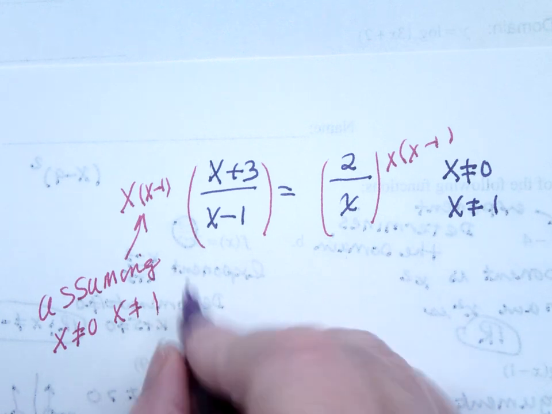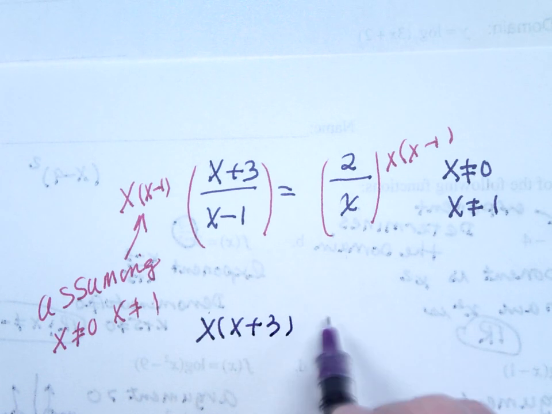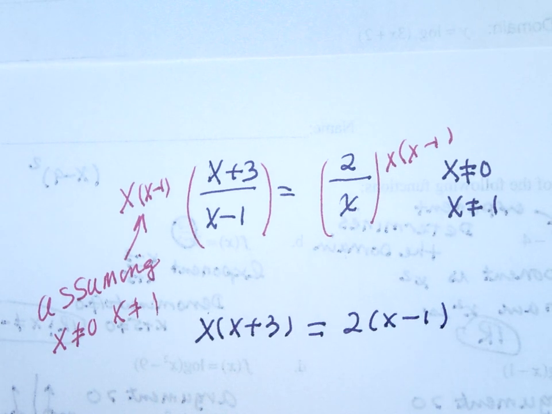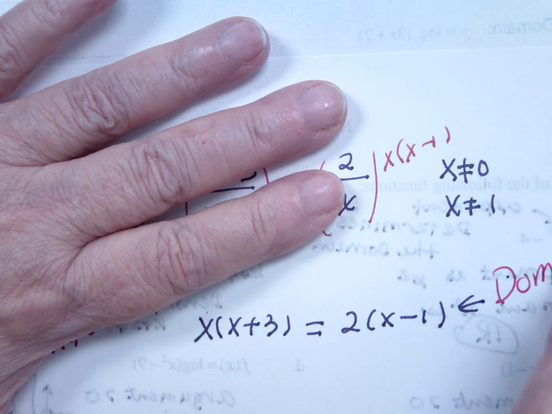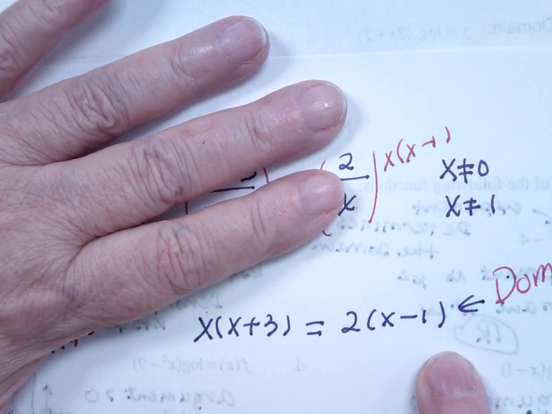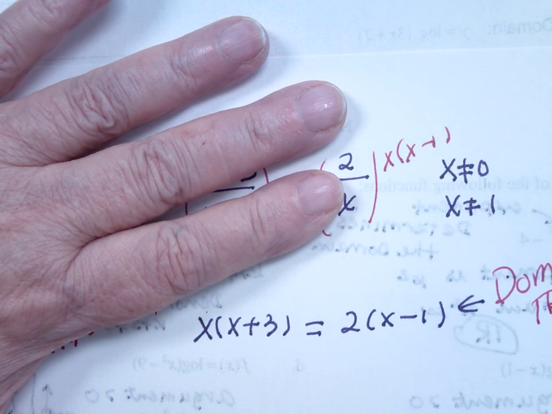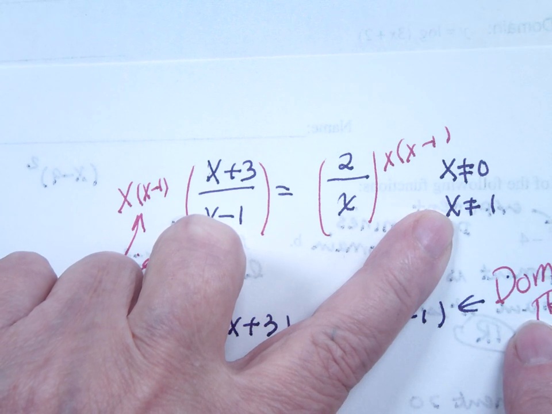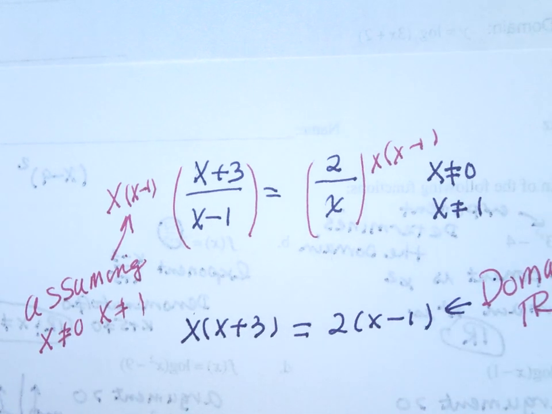Because when I do that, I come down with x times x plus 3 equals 2 times x minus 1. What is the domain here? No denominator, no radical. No log. The domain here is all real numbers. Can I introduce an answer of x equals 0 and x equal 1? Yes, because the domain here is all real numbers. But when I did that multiplication, this is what I assume.